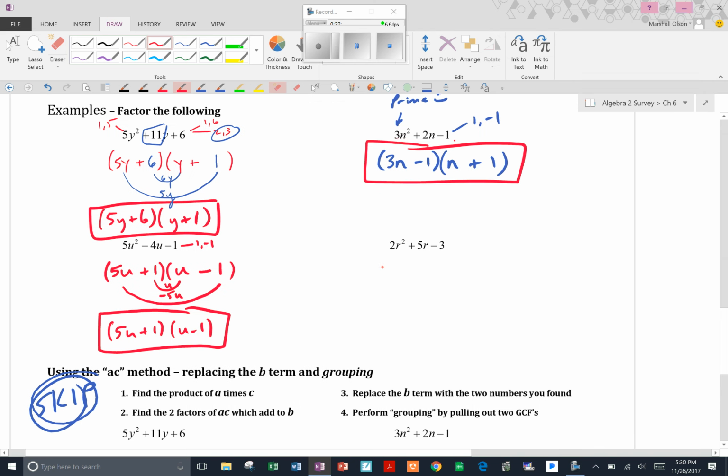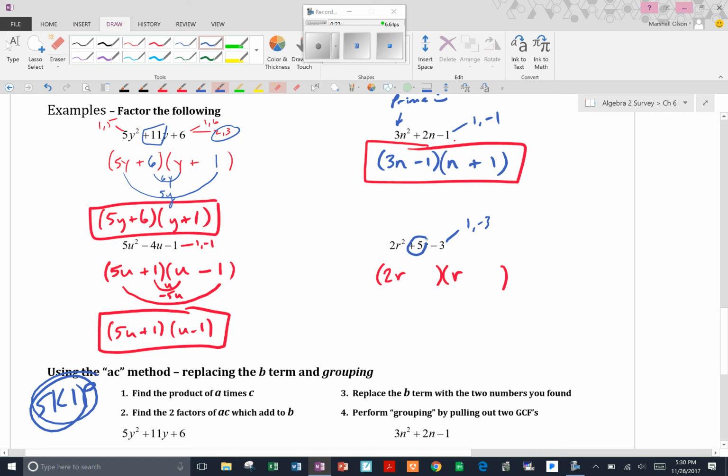Okay, one more. Again, we've got a prime number for our a values, so that's nice. We've got 2r, and we've got r. And now we're going to put factors of negative 3 in this spot and this spot. So 1, negative 3, negative 1, and positive 3.